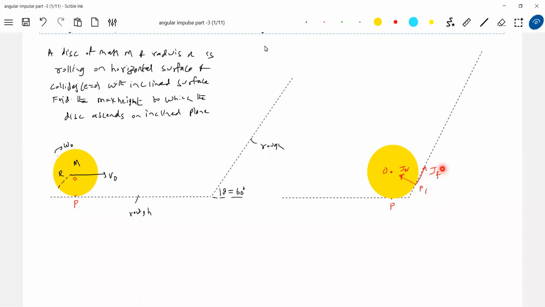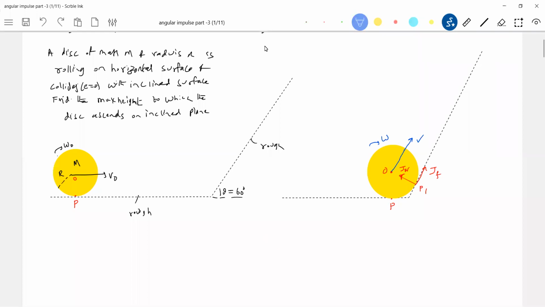Similarly, Jf will try to alter the angular velocity. So just after impact, they will have different velocities, V and omega. They will not have the same V naught and omega naught. So why has V changed? In fact, you resolve this V naught. How do you have to resolve it? You have to resolve V naught along the incline, and the other perpendicular to the incline.